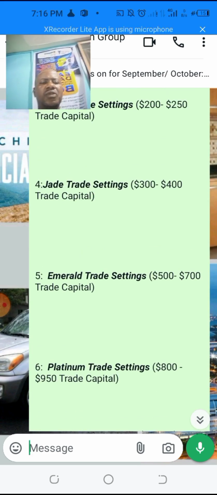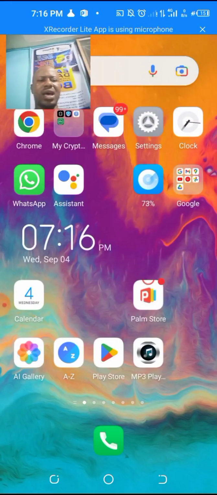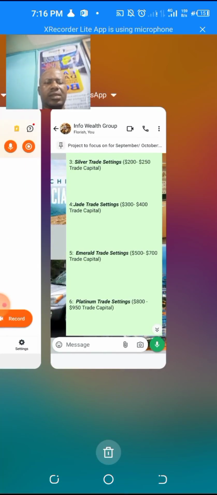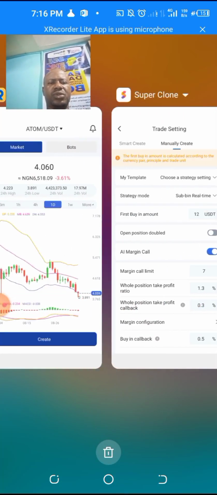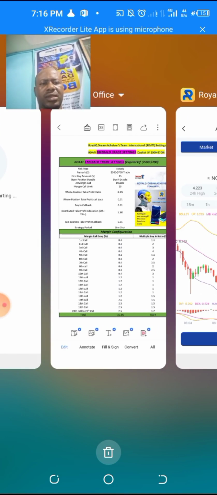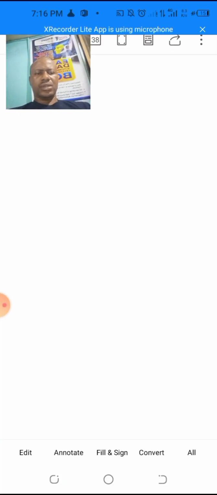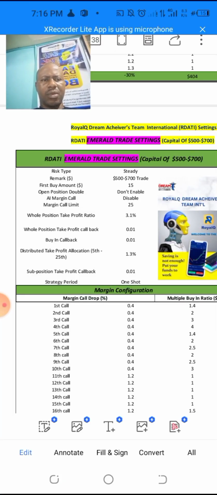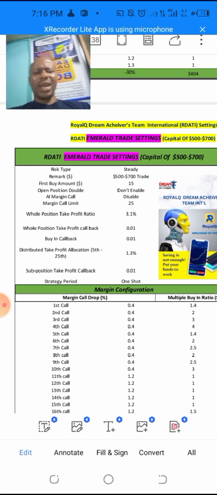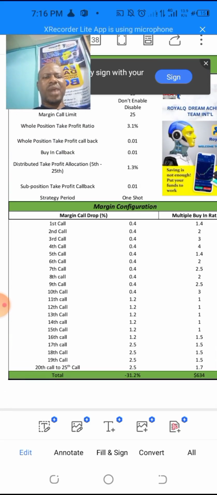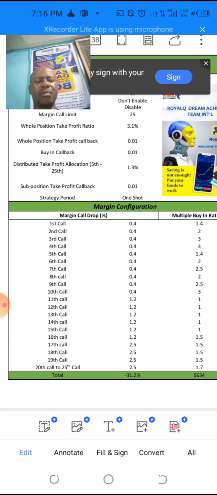And it is even using $40 as first buy in amount. It's using the emerald trade setting, which I think I've shown. This is the emerald trade setting. That's what this account is using. That's why it's buying and selling, buying and selling frequently, because the bot will buy and sell frequently to be able to make money more daily.